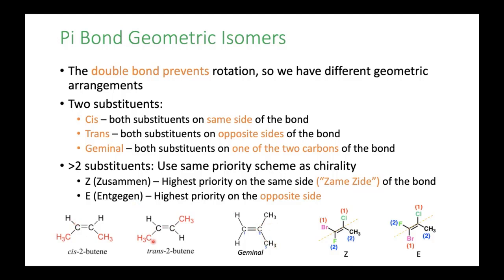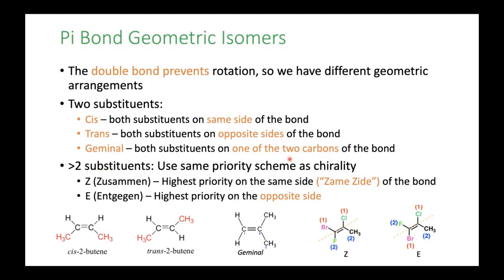And know that cis, trans, geminal, these only apply to two-substituent alkenes. The other nomenclature that we learn for the geometric isomers is the EZ forms. So these are only used when you have more than two substituents, so 3 or 4.